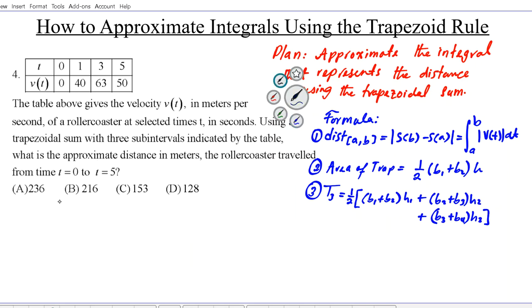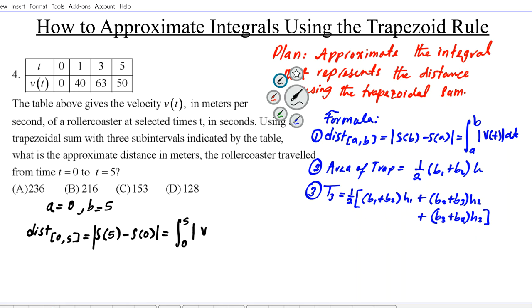So in this particular problem, a, the lower limit, is 0 and b is 5. So the distance covered from 0 to 5 is the absolute value of s of 5, the position at 5, minus the position at 0, which is equal to the integral from 0 to 5 of the absolute value of our velocity.